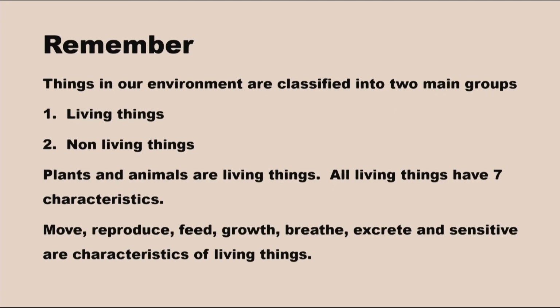Remember, things in our environment are classified in 2 main groups: living things and non-living things. Plants and animals are living things. All living things have 7 characteristics: move, reproduce, feed, growth, breathe, excrete, and sensitive.